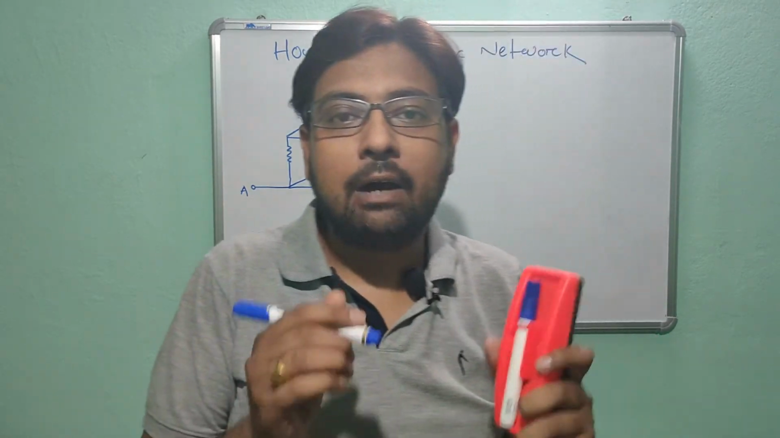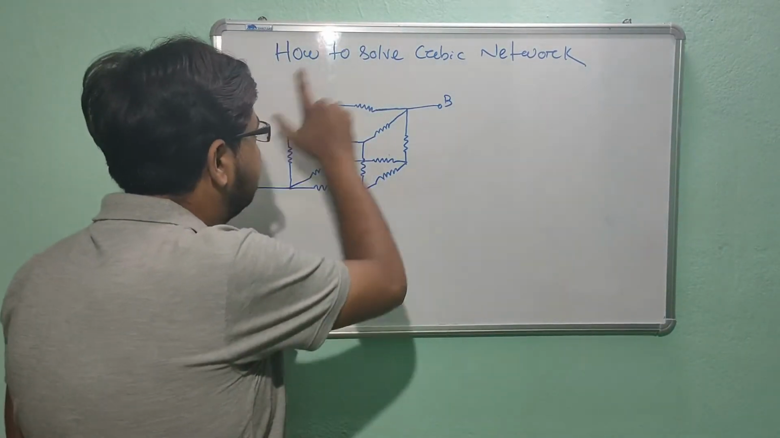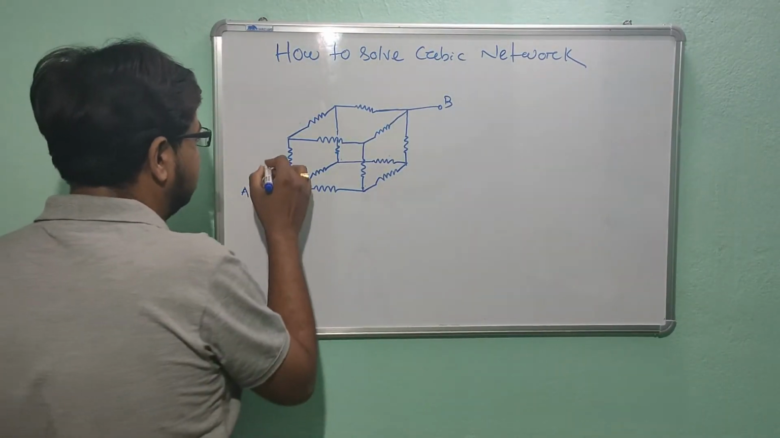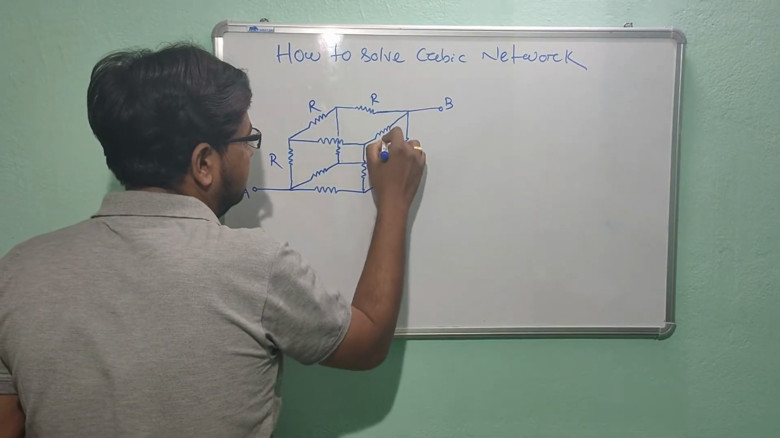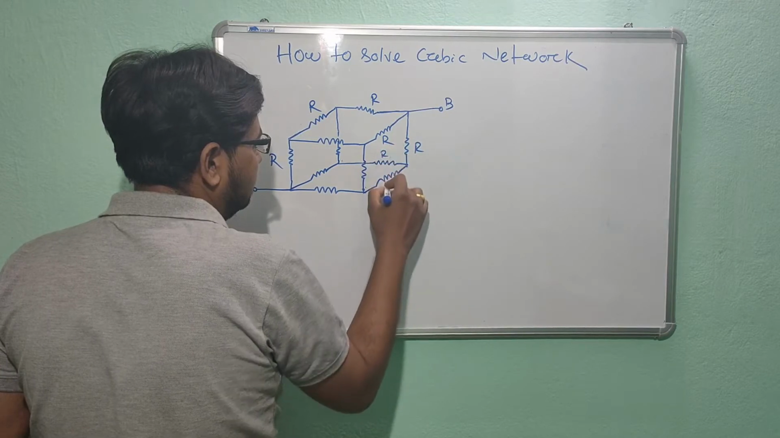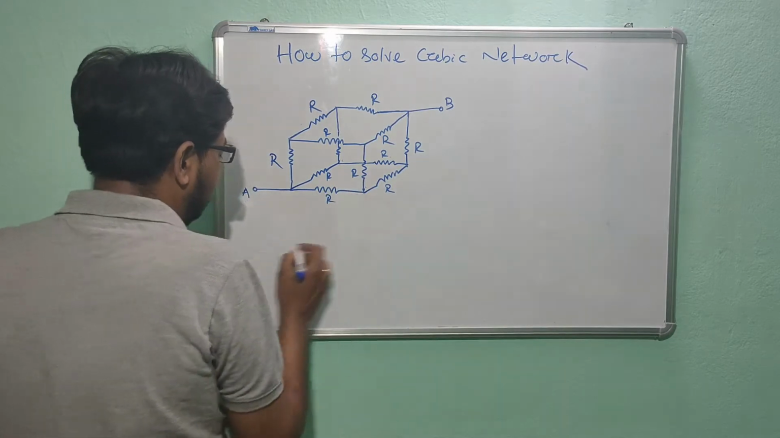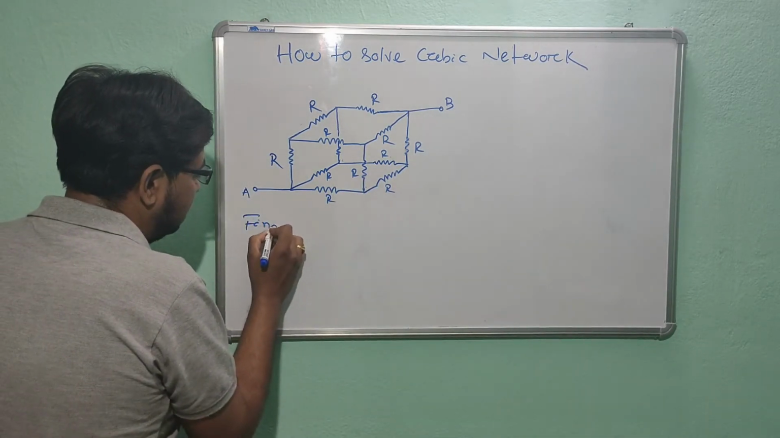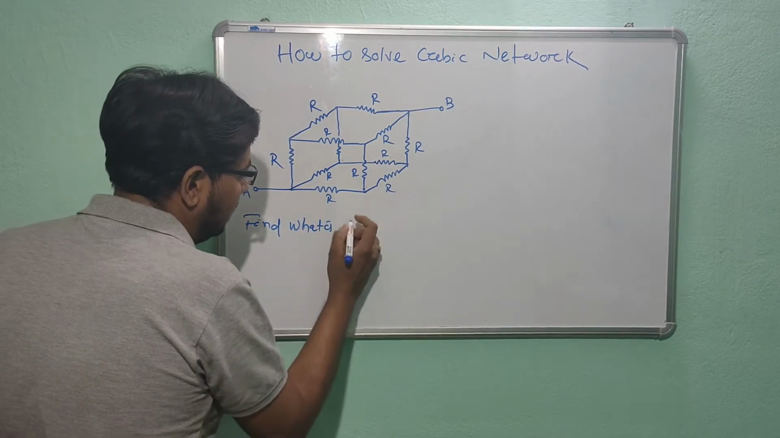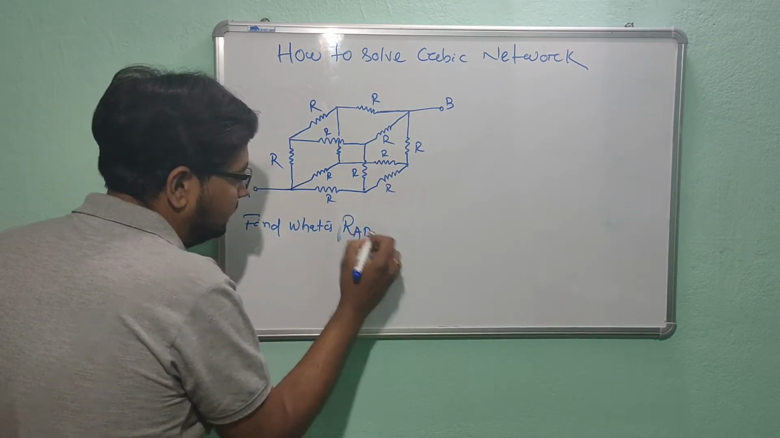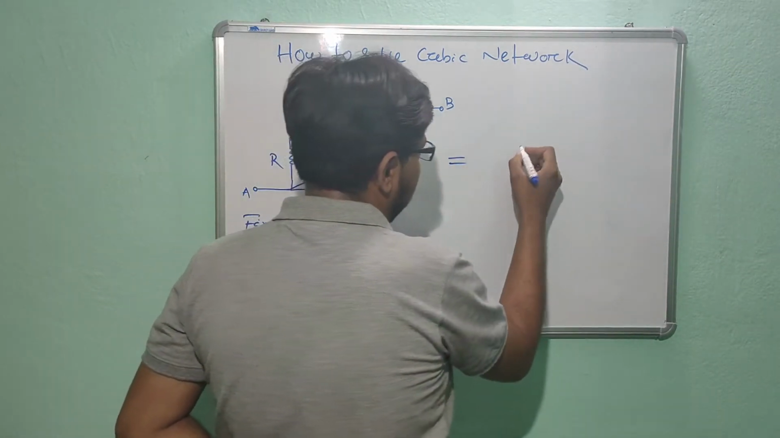Today we will discuss how to solve a cubic network. This is a cubic network and each of the resistances is capital R. Find R AB. To solve this, I will first redraw it.